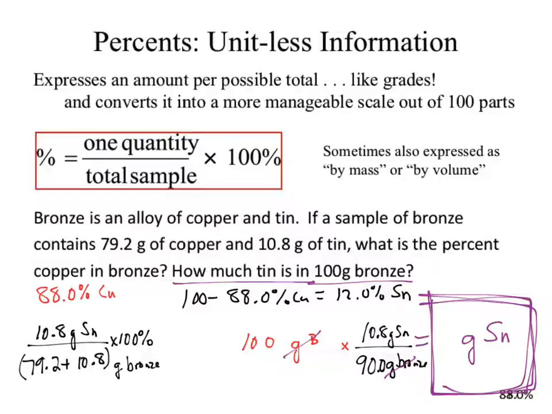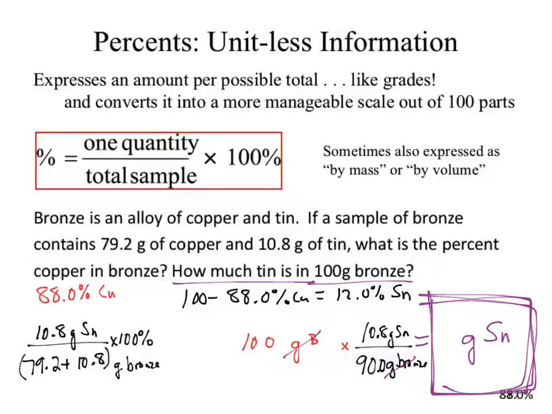If I'd asked what is the percent tin in 100 grams of bronze, well then is it relevant to say 100 grams? No, it's completely irrelevant to the question. Because I could have just done the calculation outright. I got 12% without using the 100 grams. Okay. So if we're being asked for how much, that is now defined as a mass.